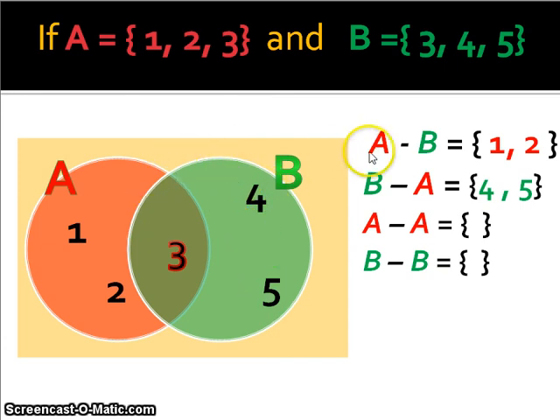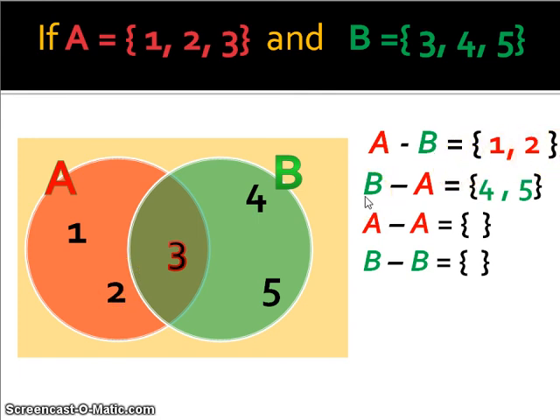So let's see. A minus B, meaning we have to get all the elements of B from A. With our Venn diagram, we have to take all the elements of this region from A. So 3, 4, and 5 are included in B, so we have to take those, and the remaining elements will be only 1 and 2. So we have here 1 and 2.